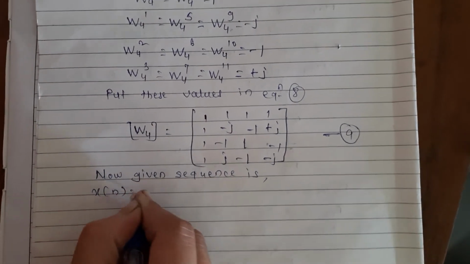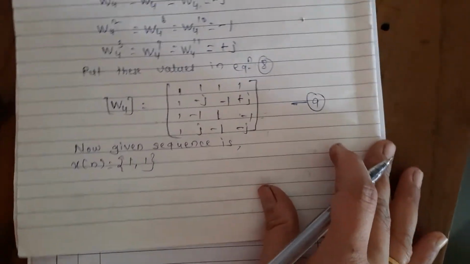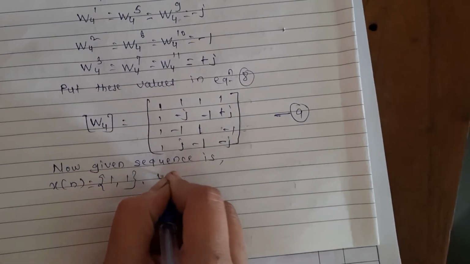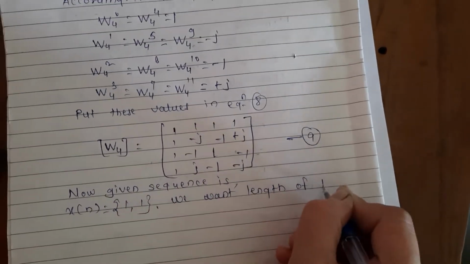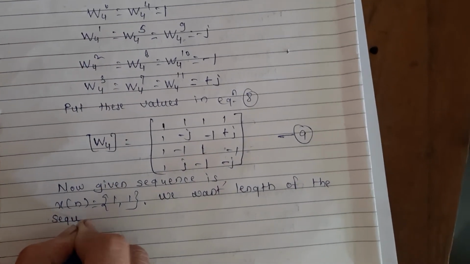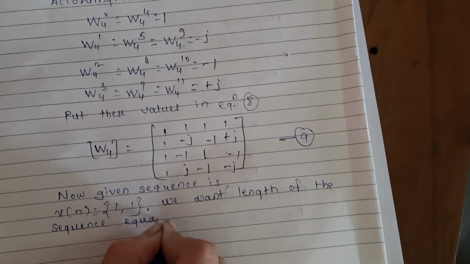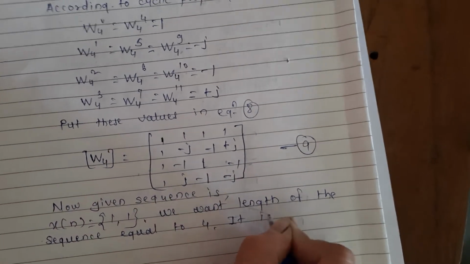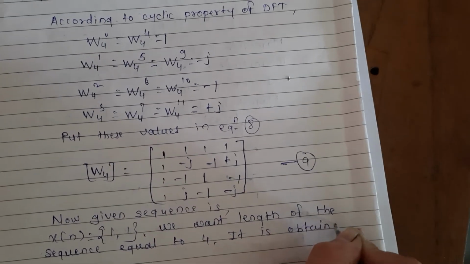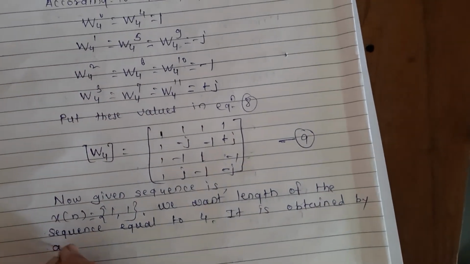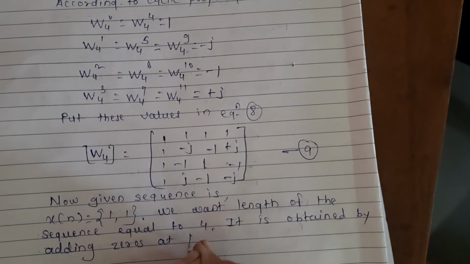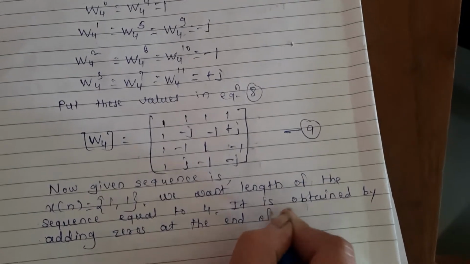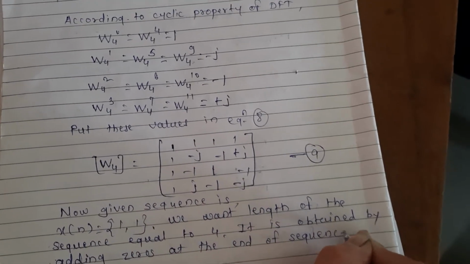Now the given sequence is x of n is equal to what? It is 1 1. So we want the length of this sequence equal to 4. We want the length of the sequence equal to 4. So it is obtained by adding zeros at the end of the sequence. This is called zero padding.